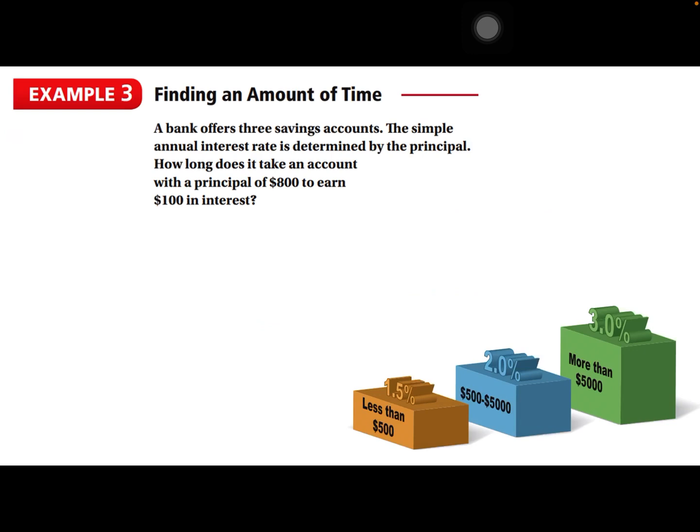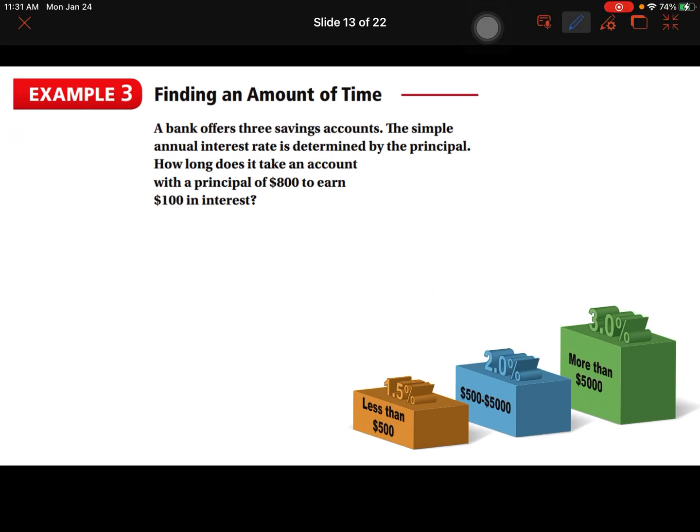This final question goes a little bit into kind of an interesting little setup on the right. But once again, we're going to use I equals PRT. And it says the bank offers 3 savings accounts. A simple interest rate is determined by its principal. How long does it take an account with a principal of $800 to earn $100? And so once again, how long? Well, that would mean time. We're missing time this time.